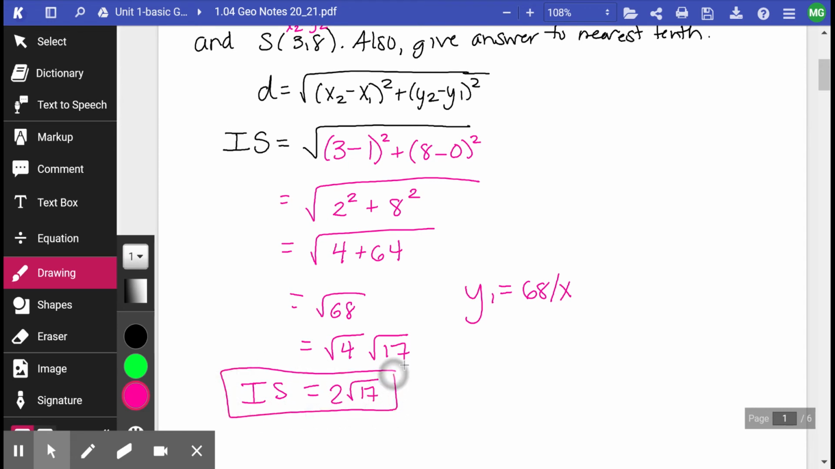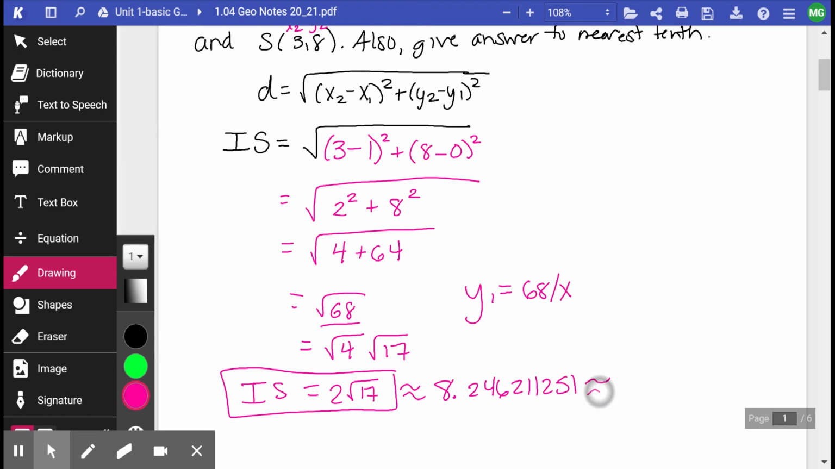And then I added on there to round to the nearest tenth. To do that, you would type 2 rad 17 right into your calculator, or you could type in rad 68, and get a decimal. And that should be 8.2462.